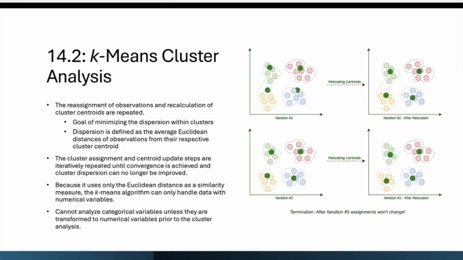So we have kind of tight clusters, because it uses only the Euclidean distance, and this is an important idea, because we only use Euclidean distance as a similarity measure. The k-means algorithm can only handle data with numerical variables. In other words, it cannot analyze categorical variables unless they are transformed to numerical variables prior to the cluster analysis.